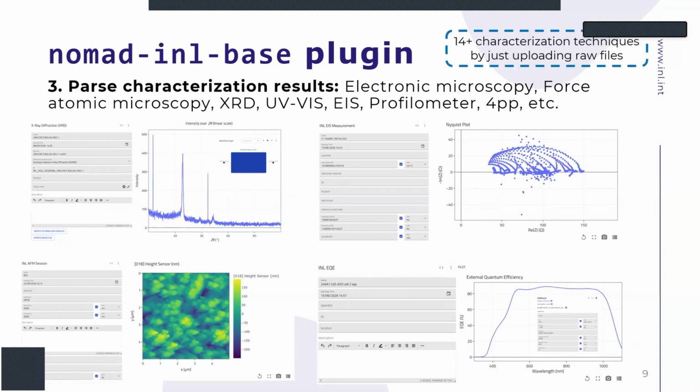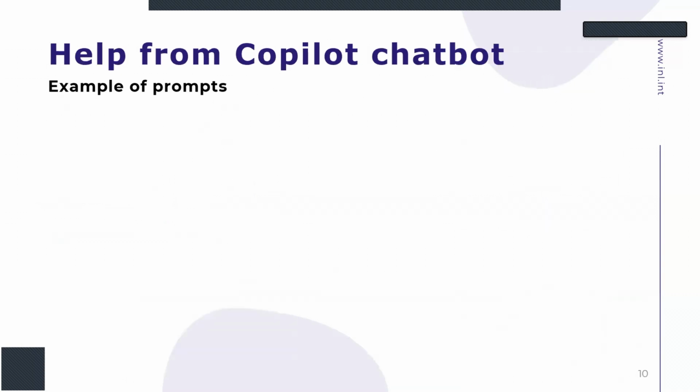Right now we have around 14 characterization techniques where you only have to upload, and then you can link directly to the sample. That way you can have all the processing and all the characterization linked together through the sample. All of that was complicated for myself to do, but I had a lot of help from the Copilot chatbot. And I would like to show you what kind of things we can do with it.